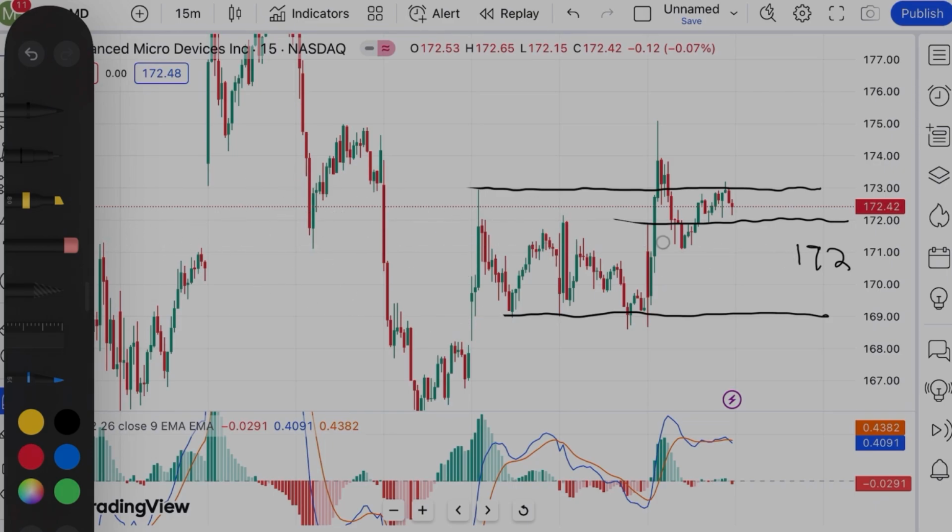Boom. So I gave y'all the play, man. AMD should be going bullish tomorrow. AMD should be going up. It should be bullish tomorrow. You got your take profit zones.